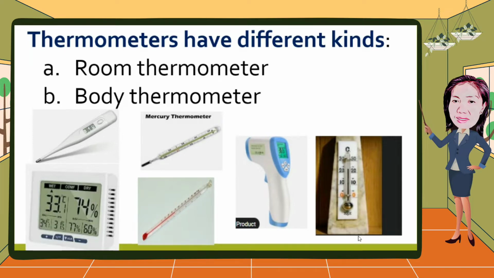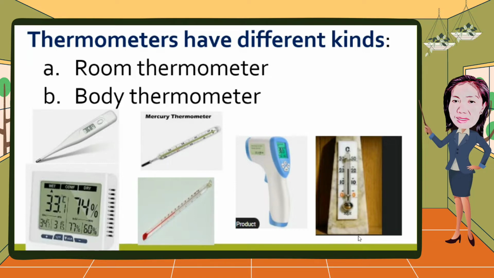We can use the thermometer to test the temperature of the substance like liquid, okay? Or if we have a field trip, and you are asked to get the temperature of the environment, you're going to use the room thermometer. The body thermometer is another thermometer that is used to measure the temperature of our body.